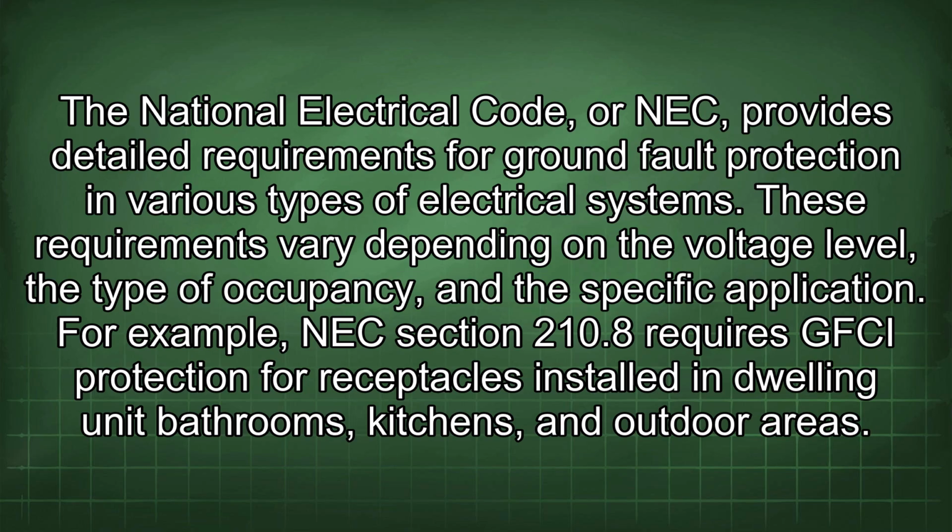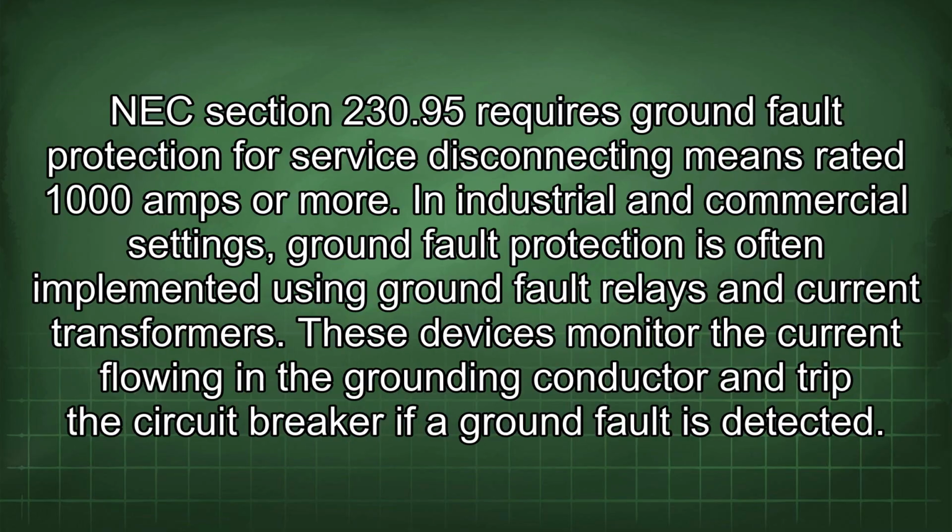The National Electrical Code, or NEC, provides detailed requirements for ground fault protection in various types of electrical systems. These requirements vary depending on the voltage level, the type of occupancy, and the specific application. For example, NEC Section 210.8 requires GFCI protection for receptacles installed in dwelling unit bathrooms, kitchens, and outdoor areas. NEC Section 230.95 requires ground fault protection for service disconnecting means rated 1000 amps or more.